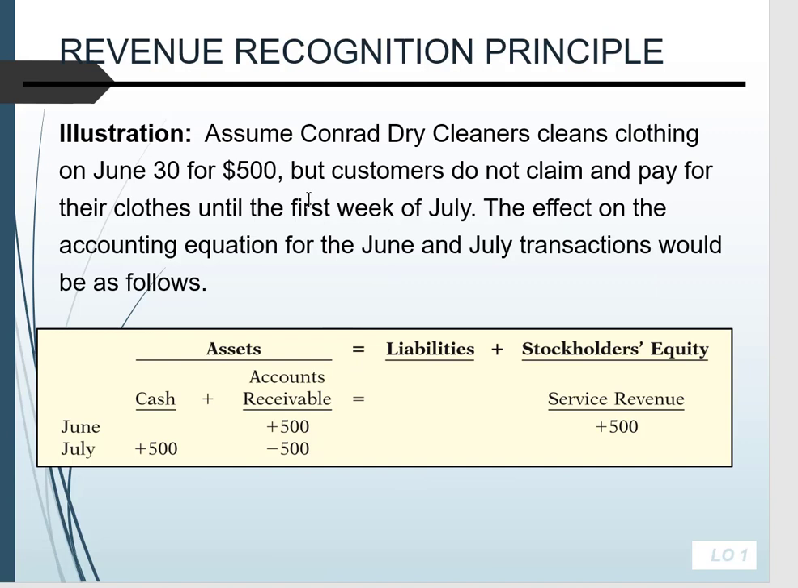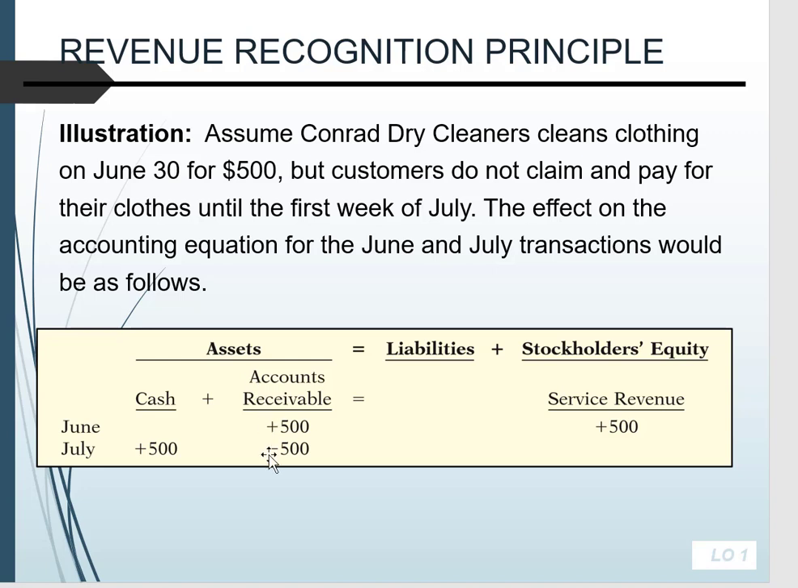So here's a little example. We're a dry cleaner. We clean some clothes for $500, but we send a bill to our customer, and they don't claim and pay for their clothes until the very first week of July. So we've done the work, but we haven't been paid. So what do we do? We show the service revenue, and we also show the accounts receivable. Again, remember this equal sign: the sides on opposite sides of the equal sign have to be the same.